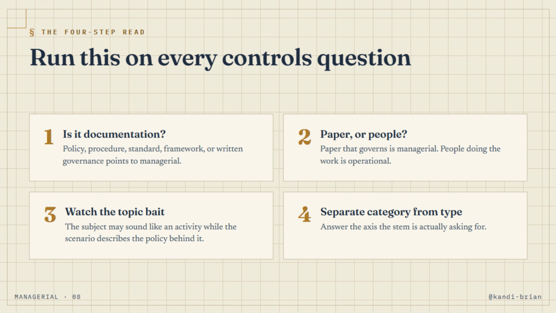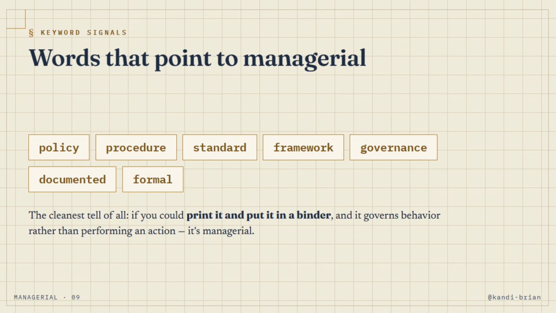Third, watch for the topic bait, where the subject sounds like an activity, but the scenario is actually describing the policy behind it. Fourth, separate category from type if the question is feeding you clues about both. Run those 4 checks and managerial controls become reliable points. A few final signals that almost always point to managerial on the exam. Words like policy, procedure, standard, guideline, framework, governance, documented, formal, and written are strong managerial indicators.